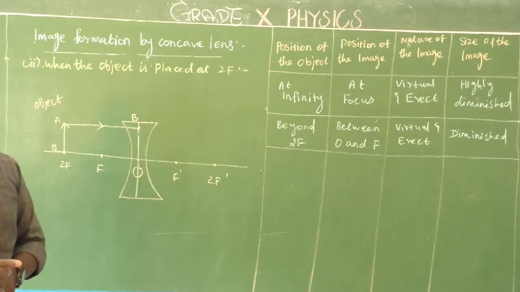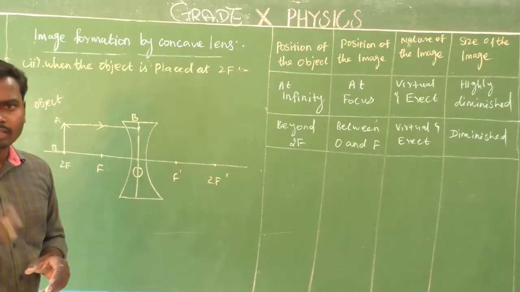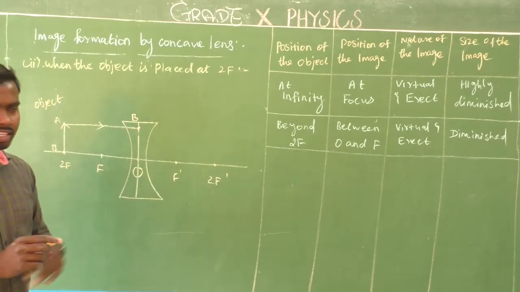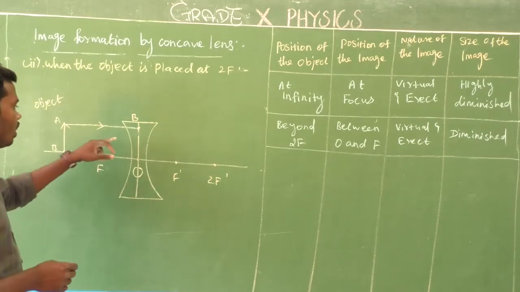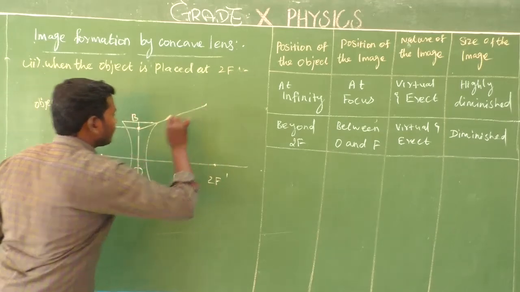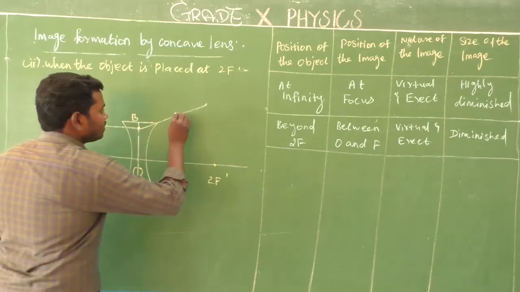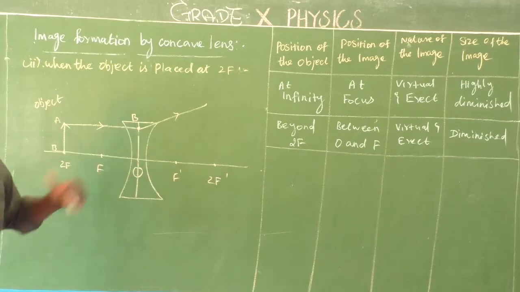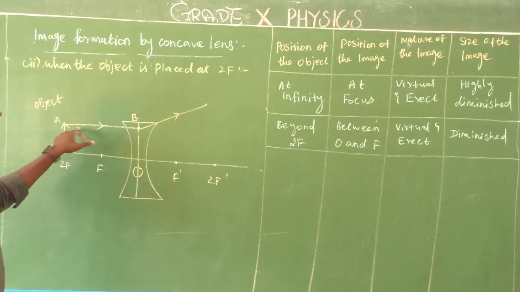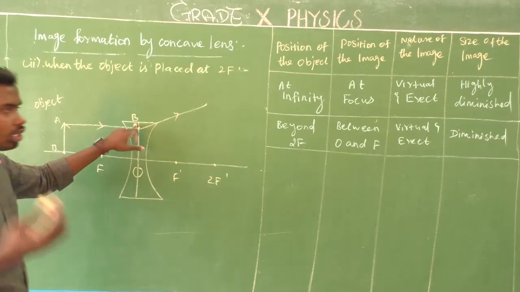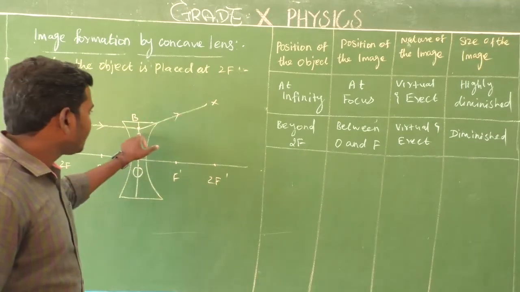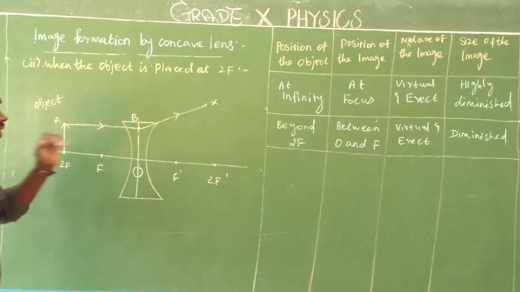So due to refraction, the direction of the ray of light should change. See, this concave lens is a diverging lens. Am I right? So after refraction, this concave lens diverges the ray of light. Note this point. After refraction, the ray of light AB direction changes into BX. BX is a refracted ray. Is it clear?